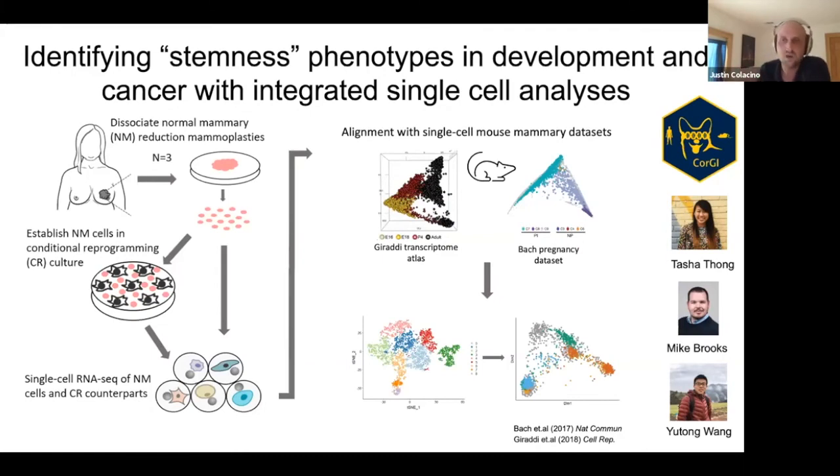And so this was all work that was done by Tasha Tong, who's a great toxicology Ph.D. student in my lab, Mike Brooks, who's a postdoc in Max Wish's lab, and then Yutong Wang, who is an electrical engineering and computer science Ph.D. student who's just a whiz and came up with all of these cool data set alignment tools, including this one, which we used in this paper, called Corgi.